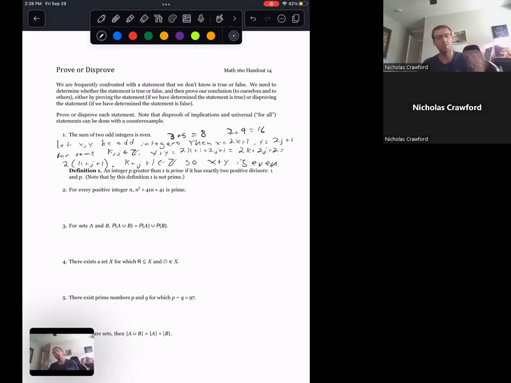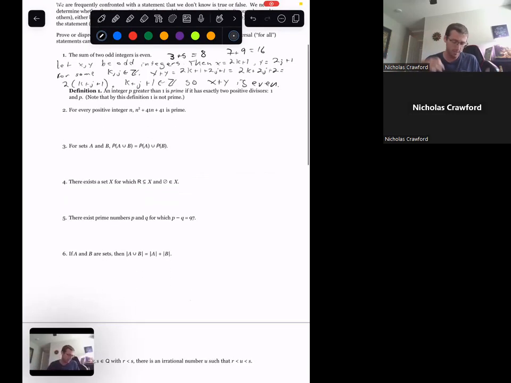That's going to be our strategy for everything. We try a couple examples. Are these examples coming out true? Maybe, maybe not. If they're not coming out true, boom, we have a counterexample. If they do come out true, then we try to work with it. That's generally a good strategy, but it doesn't always work.